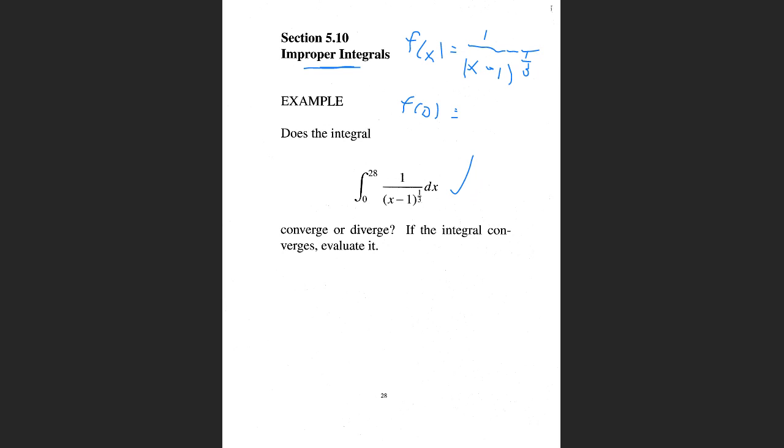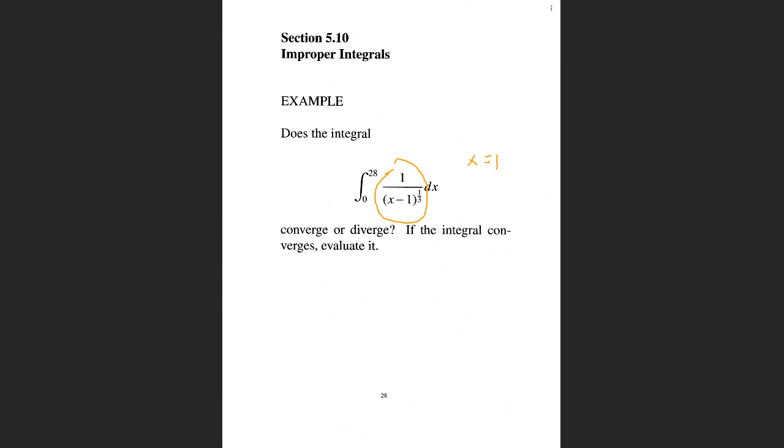Yeah, and hold that thought, Javier. Actually, f of 0 is defined. F of 0 is okay, and f of 28 is certainly okay. The problem is, Javier noted, that the denominator of this function would equal 0 when x equals 1. And you can't have 1 divided by 0.